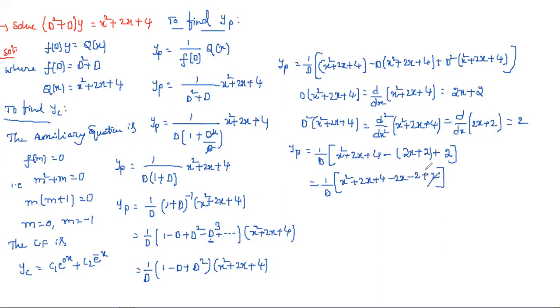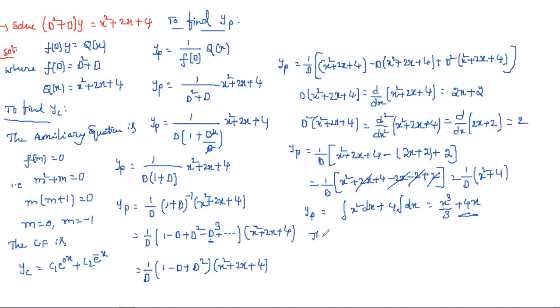Any cancellation? So −2 + 2 and −2x + 2x are cancelled. And what about remaining, 1 by D of (x² + 4). So that is nothing but, 1 by D is nothing but integral, right? Integral x² dx plus 4 into integral dx. So this is nothing but x³ by 3, and this is 4x. This is the final particular integral.